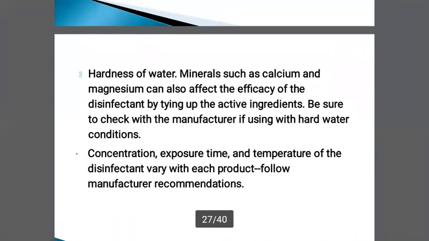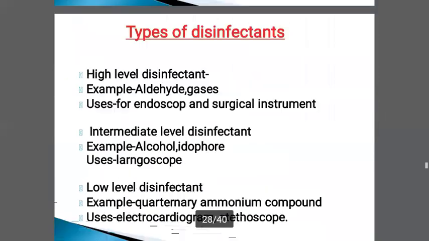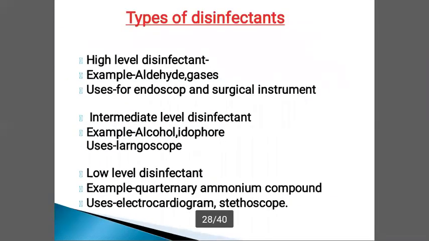Hardness of water. Minerals such as calcium and magnesium can also affect the efficacy of the disinfectant by tying up the active ingredients. Be sure to check with the manufacturer if using it in hard water conditions. Concentration, exposure time, and temperature of the disinfectant vary with each product. Follow the manufacturer's recommendation.